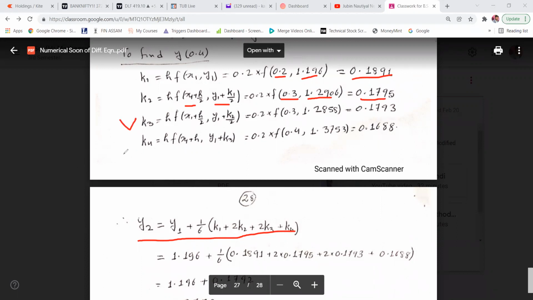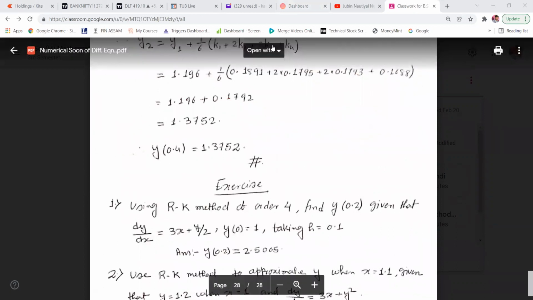Similarly, k3 and k4. So you find all this k1, k2, k3 and k4, and then you substitute here. And also put the value of y1, and then you simplify, and at last you will get the value of y at x is equal to 0.4 as this one. So this is the value of y at x equal to 0.4, that is 1.375.